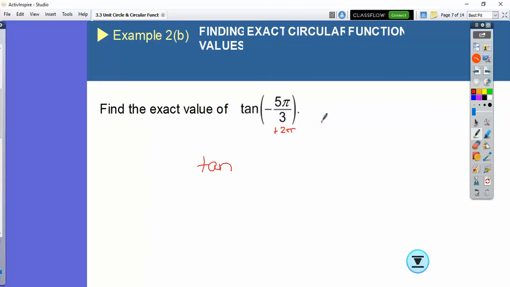Okay, that's like 6 pi over 3. So -5 pi over 3 plus 6 pi over 3 is just pi over 3. So that's quadrant 1. We know that's positive. Couple ways to get it.